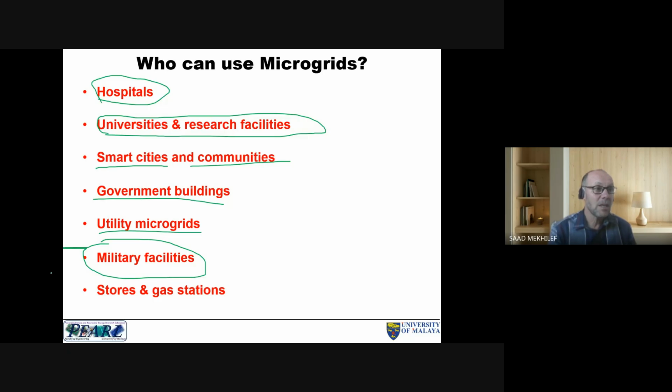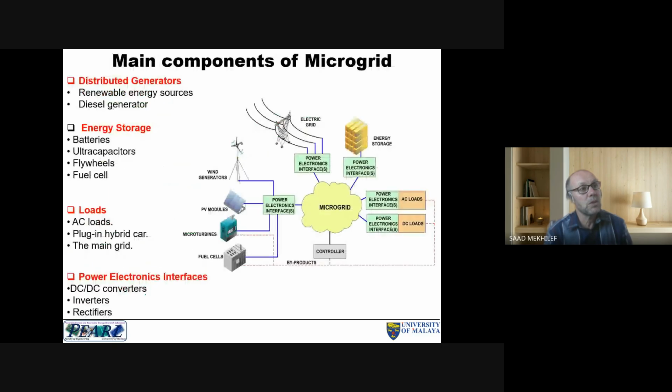Most of the military bases are usually remote, and sometimes they get displaced. Military usually move from one place to another, and most of the time they move to places where they don't have power. So they have to have their own microgrids, so they have to build them. Like our friend just now here, the offshore stations, gas stations, or stores. So these are some of the places where microgrids can be used.